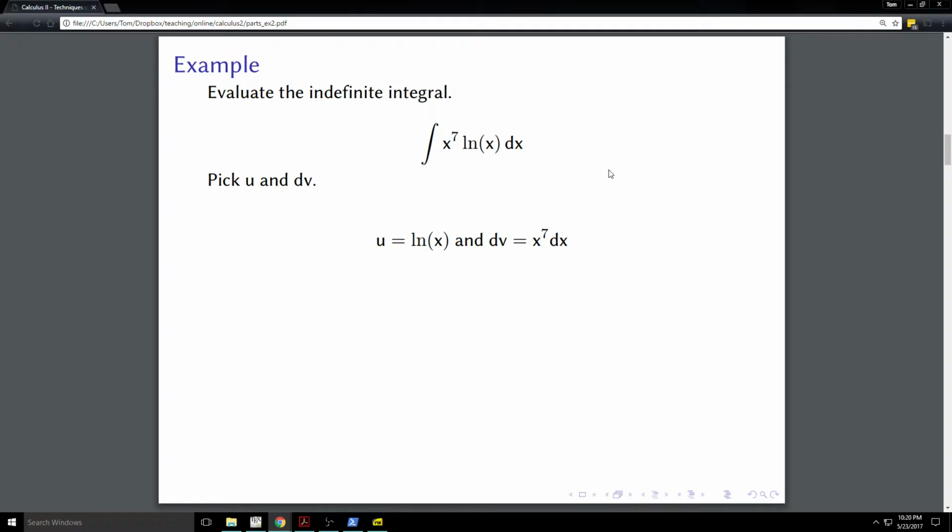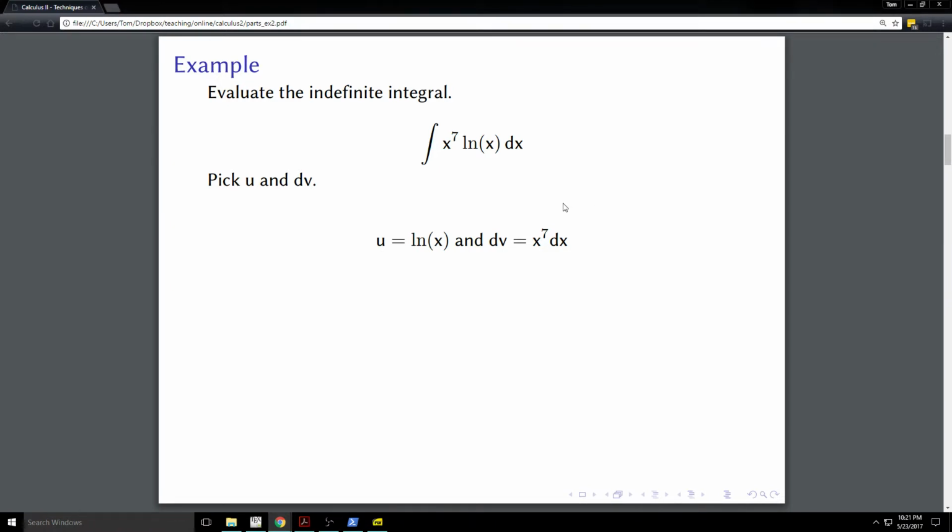And notice that's a little bit different than what we have done in the previous examples. In the previous examples, we had picked u to be the algebraic function because the other function was exponential or trigonometric, and the t and the e come after the a in the LIAT guidelines.